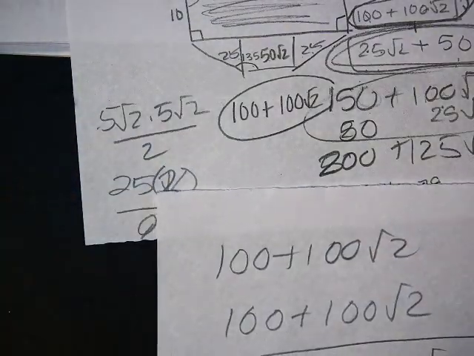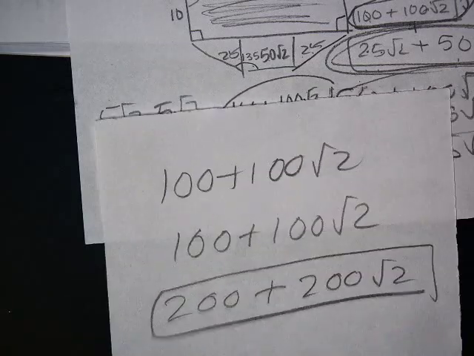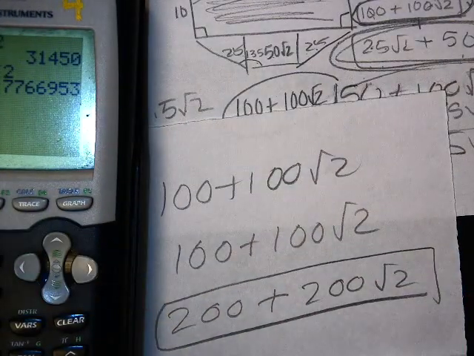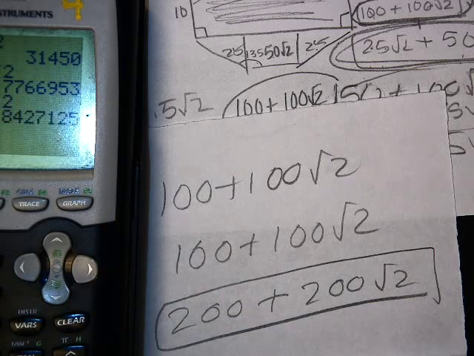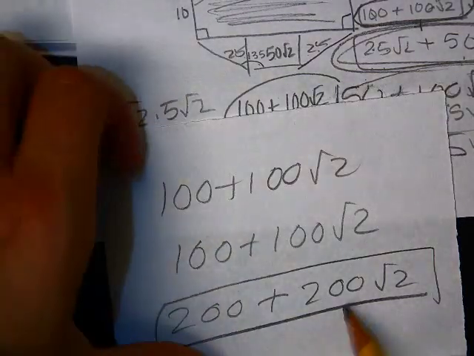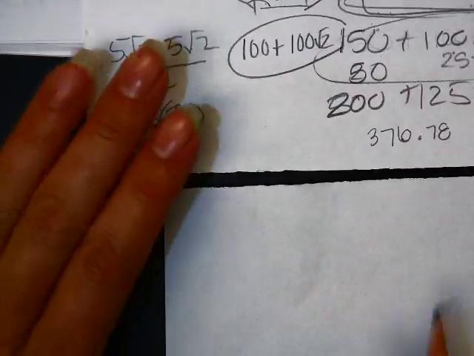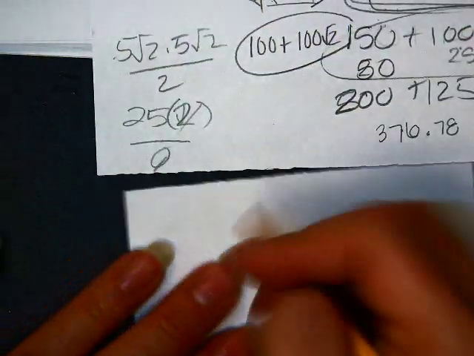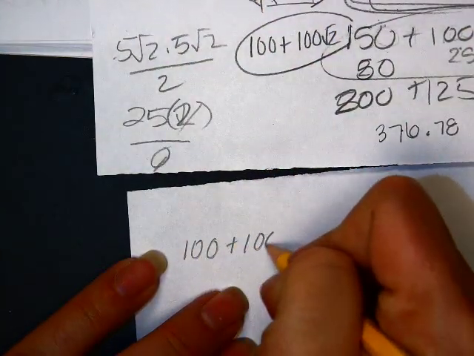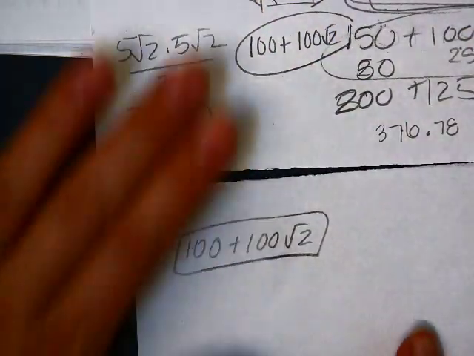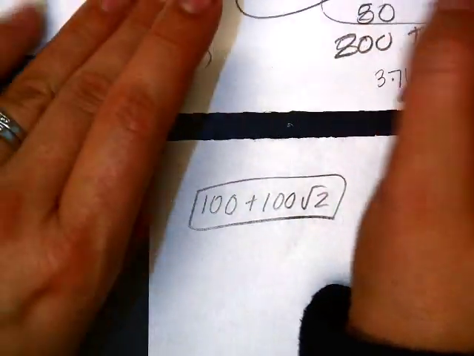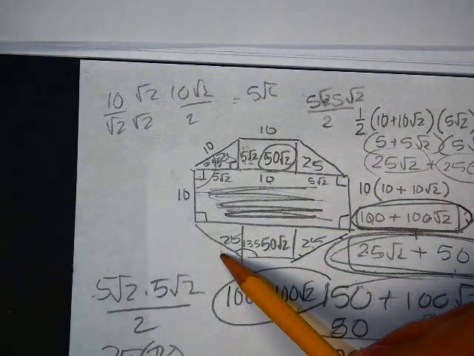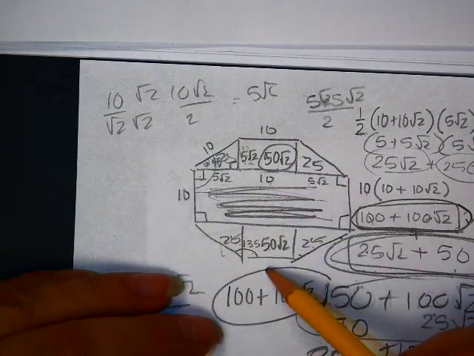So let's see if we can start. So this is what we should have gotten in theory, I think. Hold on, let me make sure that's what I had from before. 200 plus 200 root 2. Yeah, that's what I had. So why is that not giving me the same thing? So I agree that this middle part is 100 plus 100 root 2. I'm feeling good about that. I'm also feeling good about the fact that each of those are 25s, and that this is 50 root 2 and this is 50 root 2.